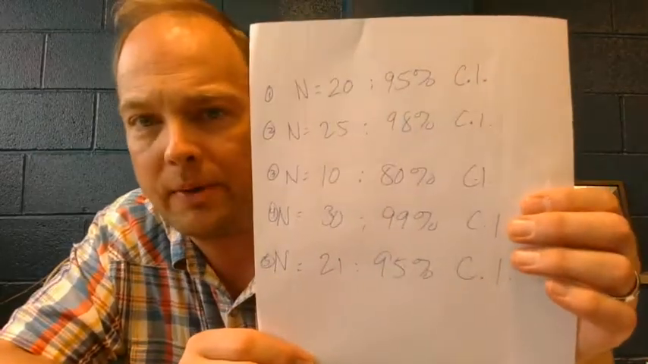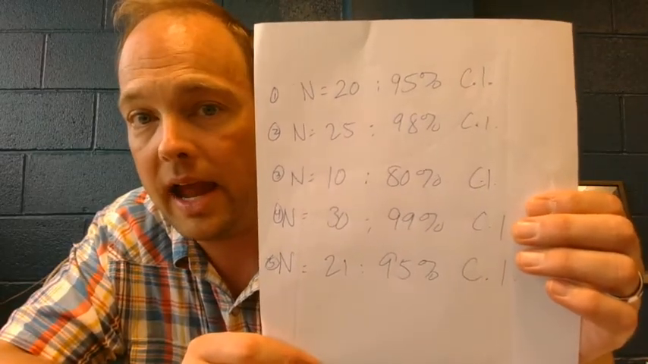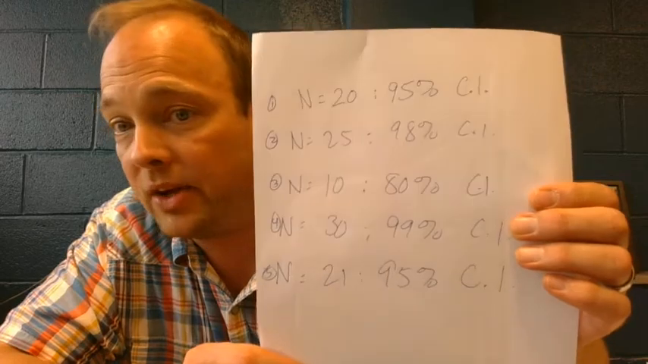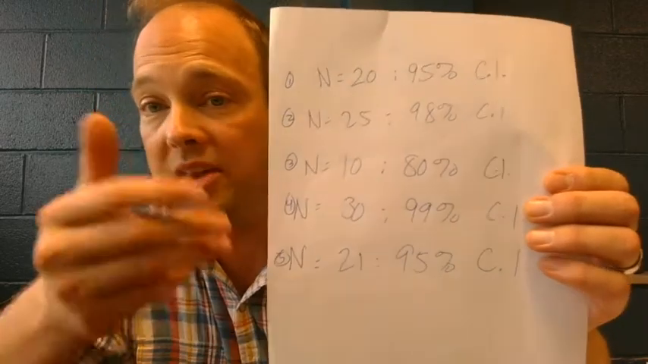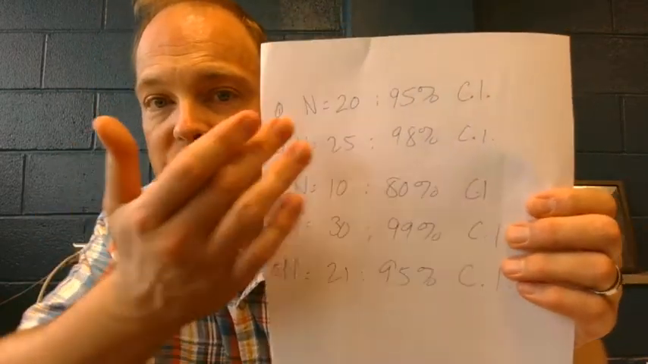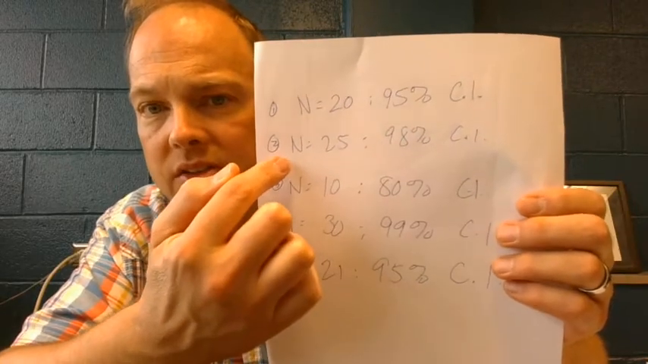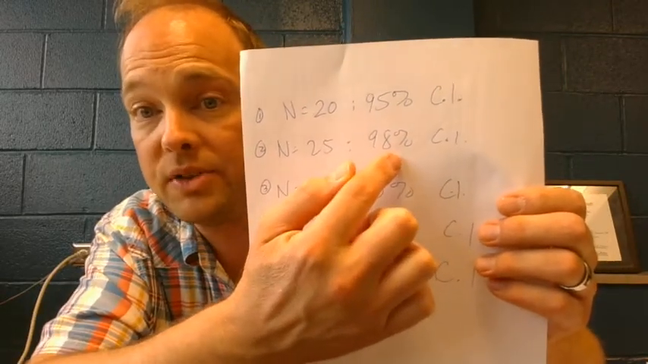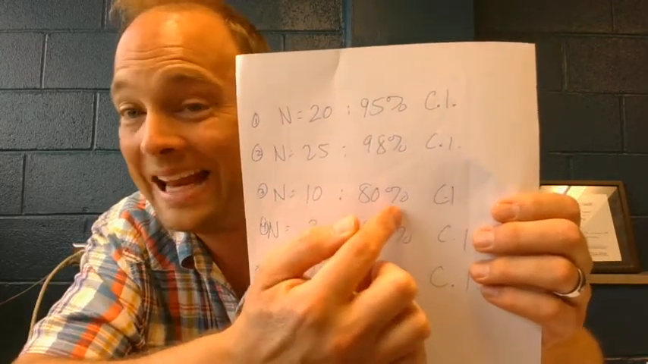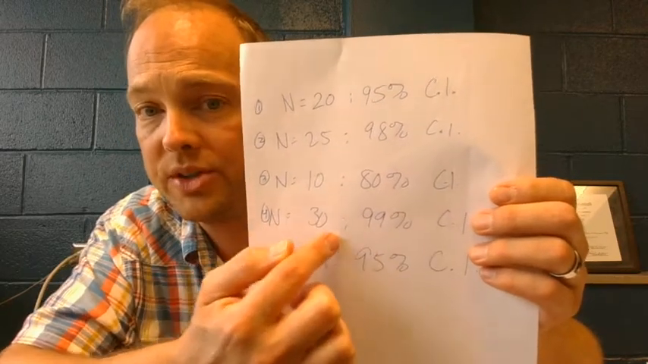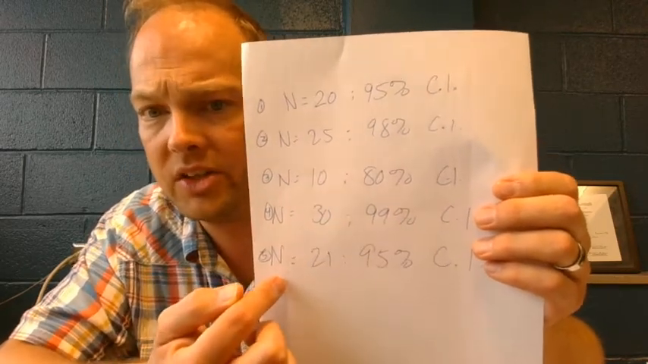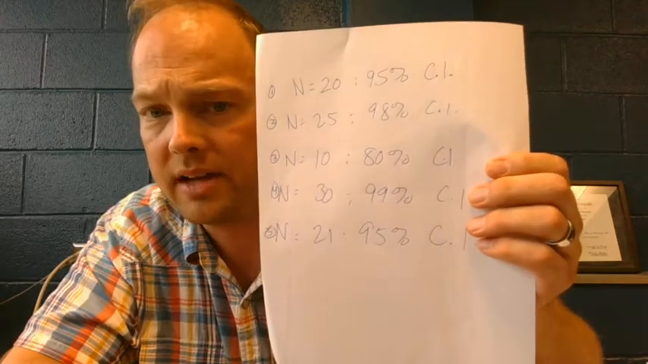Okay, I'm going to upload this item, and then the next item, also very important, is about how we use this information that we just went over, these 5 examples. So if you want to pause this and write that down, that might be a good idea, because we're going to use this information in the next demonstration. N equals 20, 95% confidence intervals. N equals 25, 98% confidence intervals. N equals 10, 80% confidence intervals. N equals 30, 99% confidence intervals. N equals 21, 95% confidence intervals.